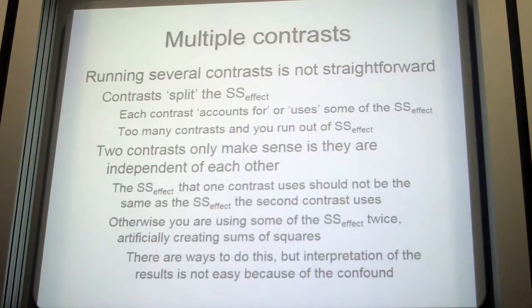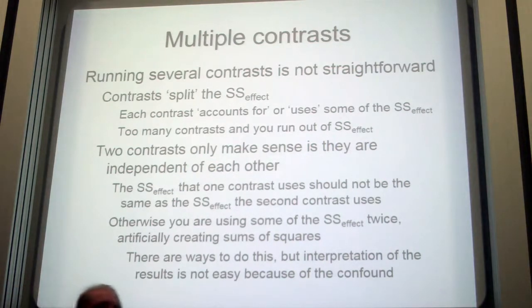Okay, but each contrast you do uses, if you like, some of the sums of squares. It takes them and it's used them. And if you try and run too many contrasts, you're going to run out of your sums of squares. So you will end up with meaningless results.